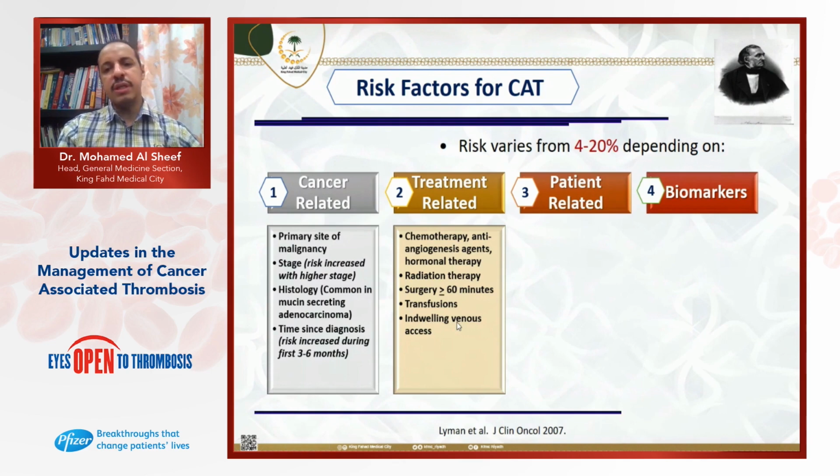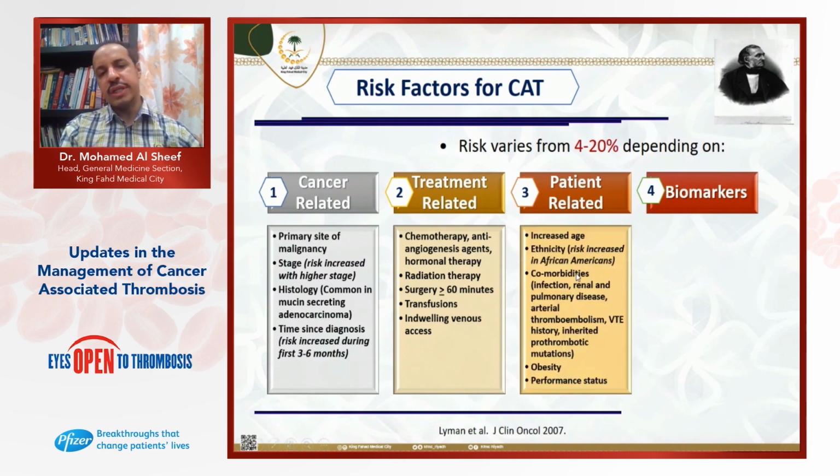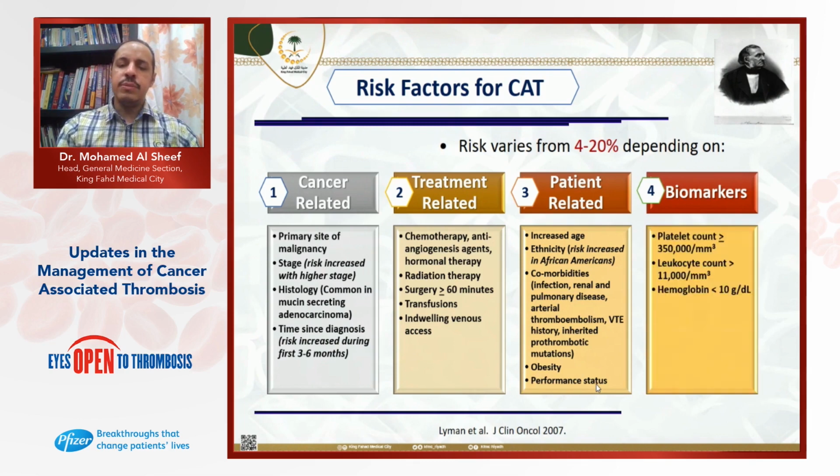Then we have patient-related factors: increasing age, ethnicity, with risk increased in African Americans, comorbidities, infection, renal and pulmonary disease, arterial thromboembolism, VTE history, inherited thrombophilia, obesity, and performance status. The worse the performance status, the higher the risk of CAT.